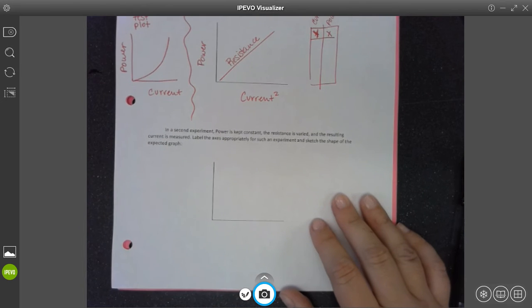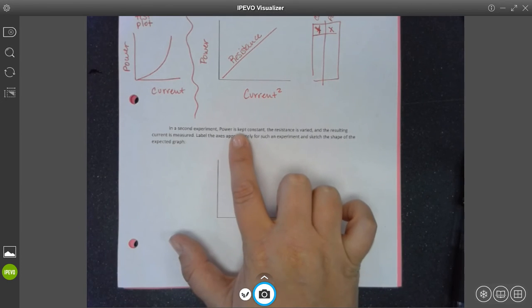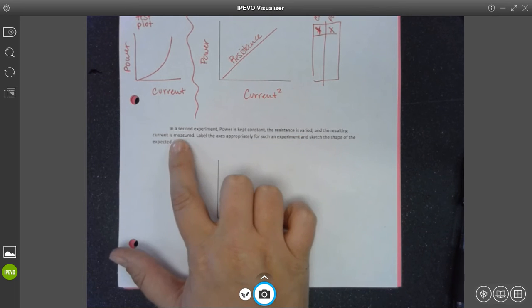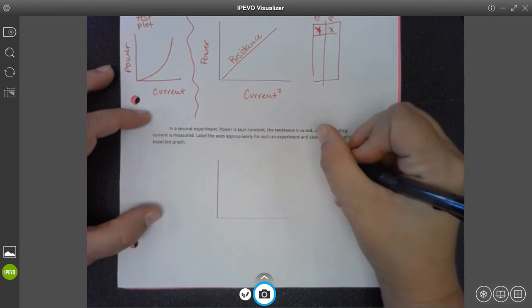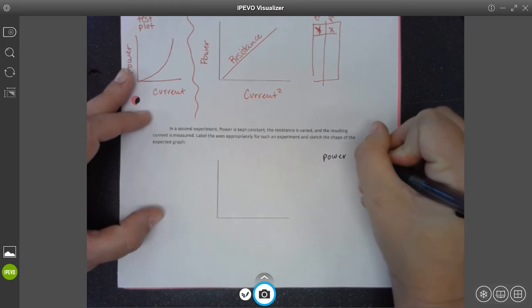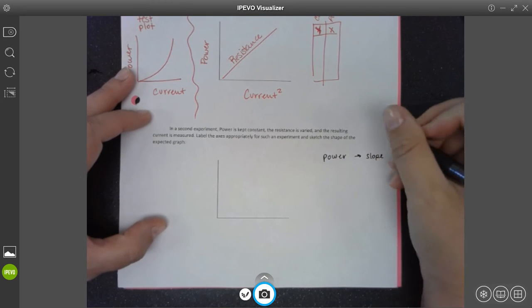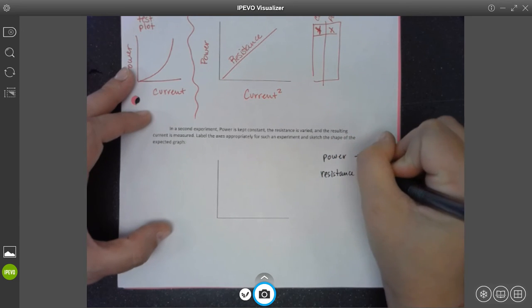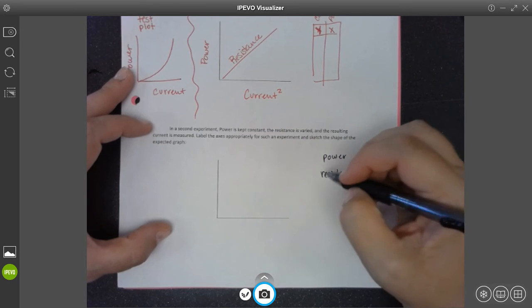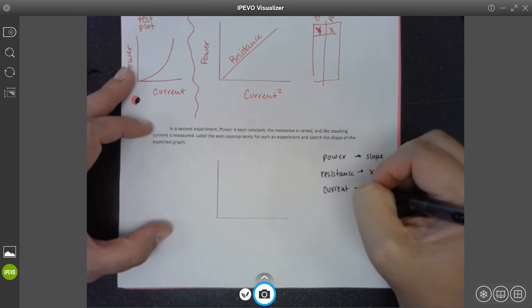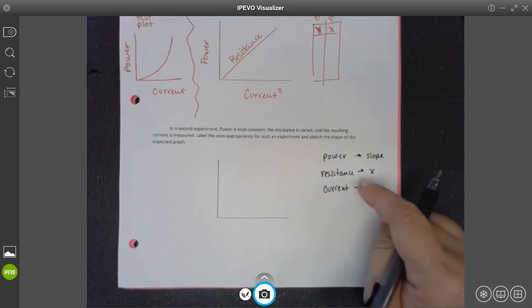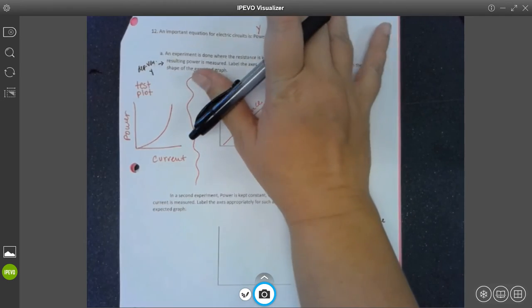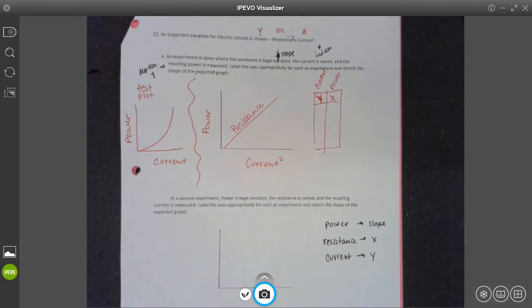And then it says in a second experiment, power is kept constant, resistance is varied, and current is measured. So in this new one, power is our slope. The resistance is varied, so resistance is going to be our x-axis, and current is going to be the thing we want on our y-axis. So we have to figure out how to rearrange our equation so that we can get that. You guys ready? How far did you get on this one? Does everybody have a guess?